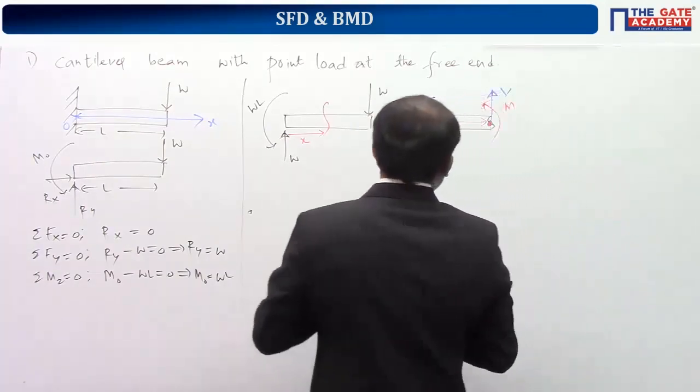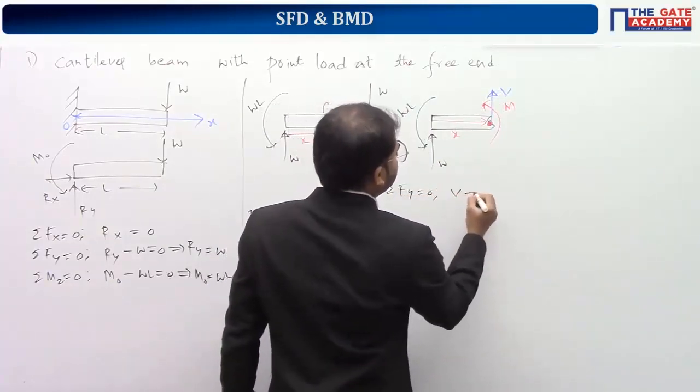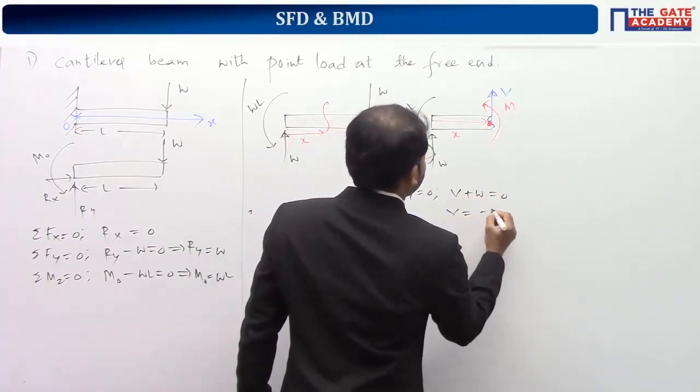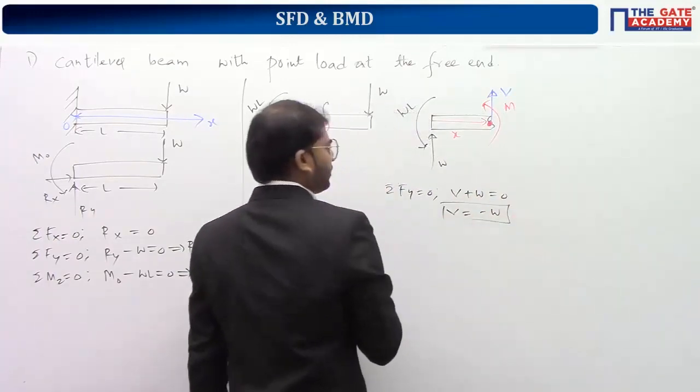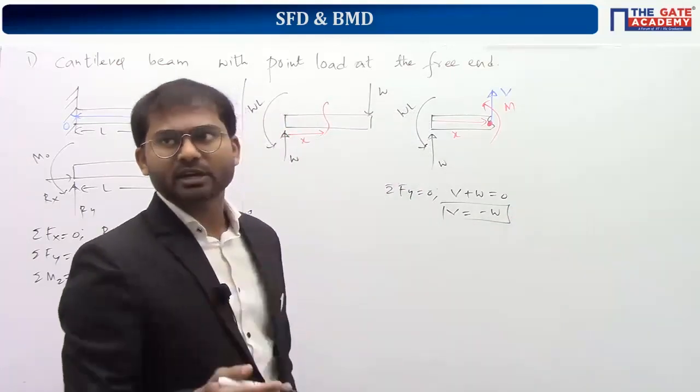If you apply sigma F is equal to 0, we'll get V plus W is equal to 0. This implies V is equal to minus W. So the shear force equation is a constant, equal to minus W throughout the length of the beam. It is independent of x.